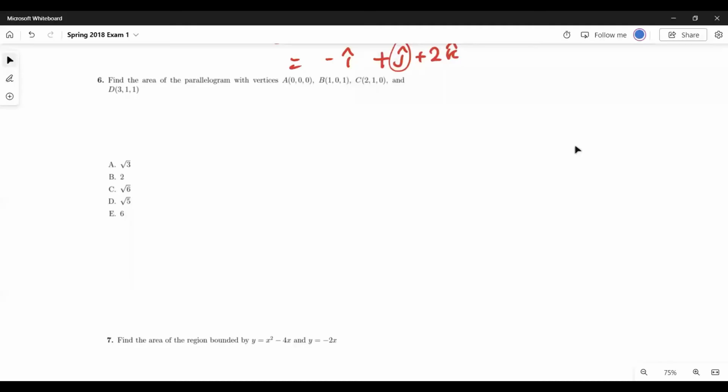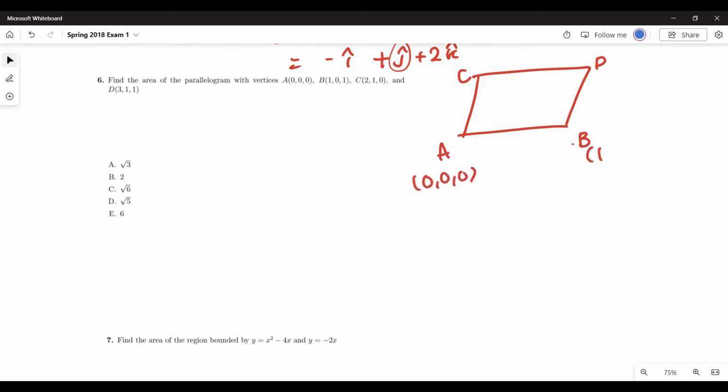Okay, this question asks to find the area of the parallelogram with vertices of those 4 points. So let's draw the parallelogram first. So A, B, C, D. A is (0, 0, 0), B is (1, 0, 1), C is (2, 1, 0), and D is (3, 1, 1). So when you say the area of the parallelogram, it's asking for the cross product of the two sides.